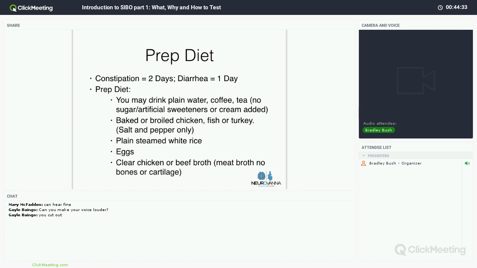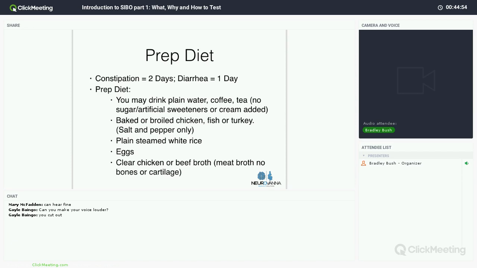And especially if a person is doing a two-day prep diet for constipation, having a little moisture on their eggs, their rice and their chicken, fish, or turkey is really nice. And for people with autoimmune diseases where you're not producing as much saliva, it's essential.